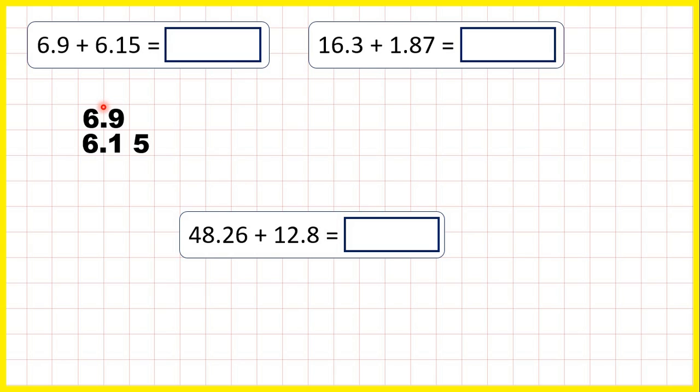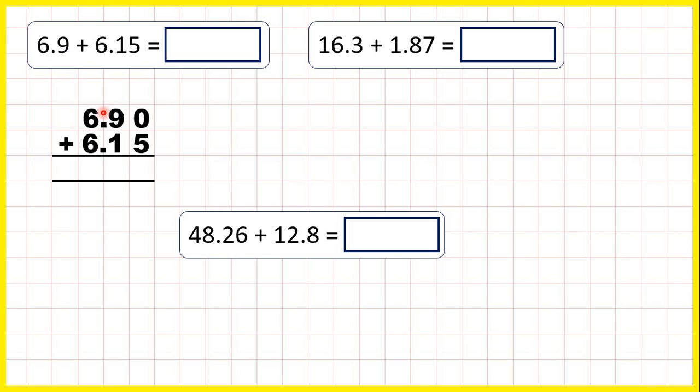We need to make sure that we always write the numbers out with the decimal points lined up, because if our decimal points are lined up, then our ones, tenths and hundredths place value columns will be lined up as well. Now we can write a 0 in this empty square because we haven't changed the question. 6.90 is the same as 6.9. All the 0 tells us is that we don't have any hundredths in the number 6.9.